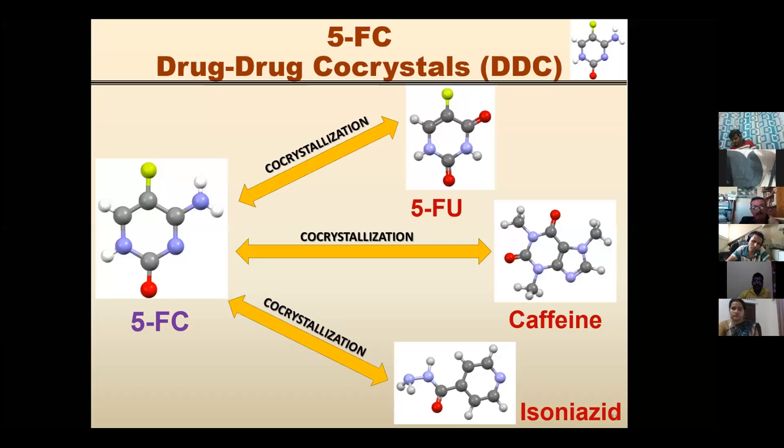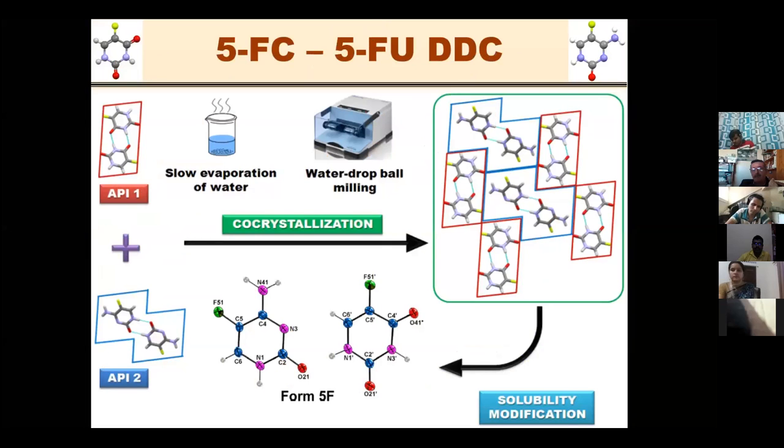Let me go one by one. The case of the combination of the 5FC with 5FU: remember that 5FC is a prodrug of the 5FU, so you can have different forms of working. The 5FU will work mainly from the beginning, and after that you can use genetic therapy to produce a little bit more of 5FU starting from 5FC.